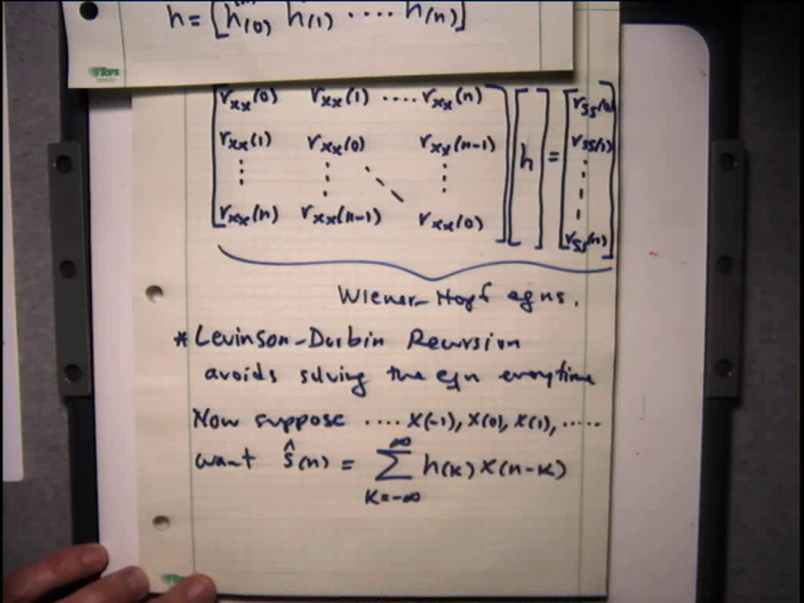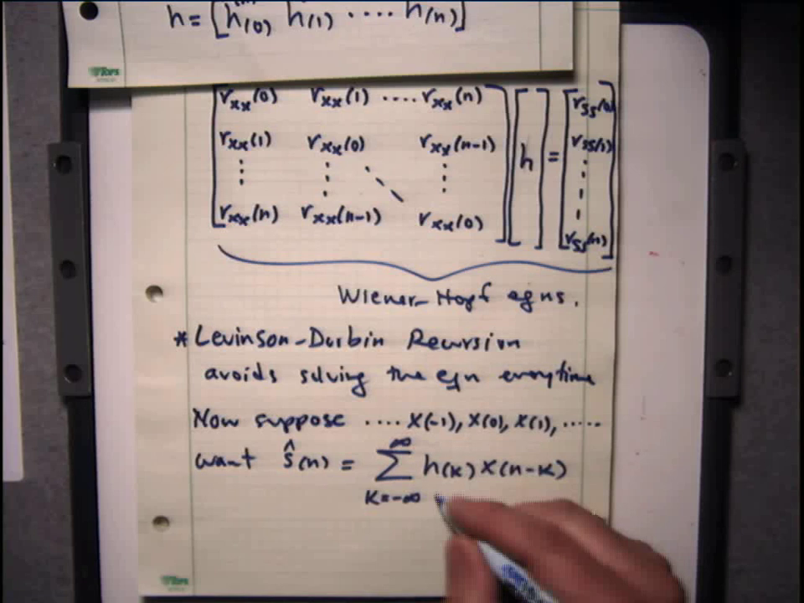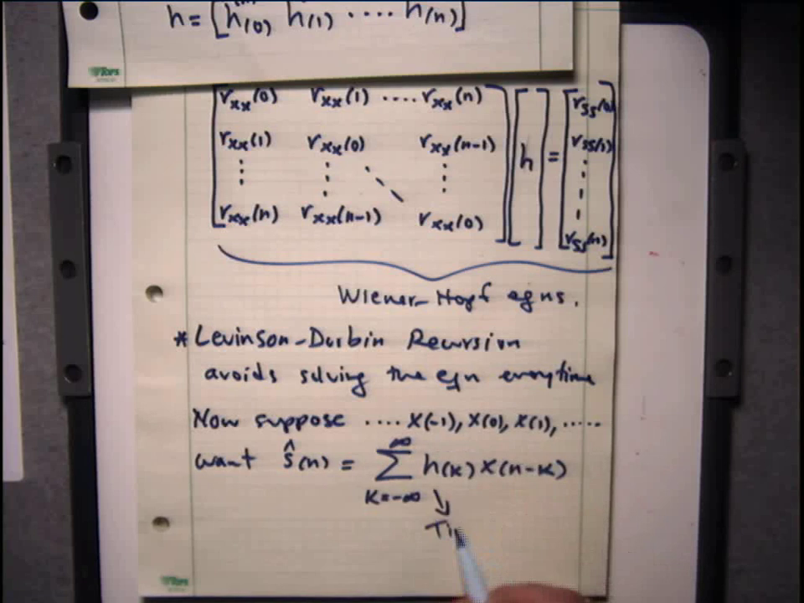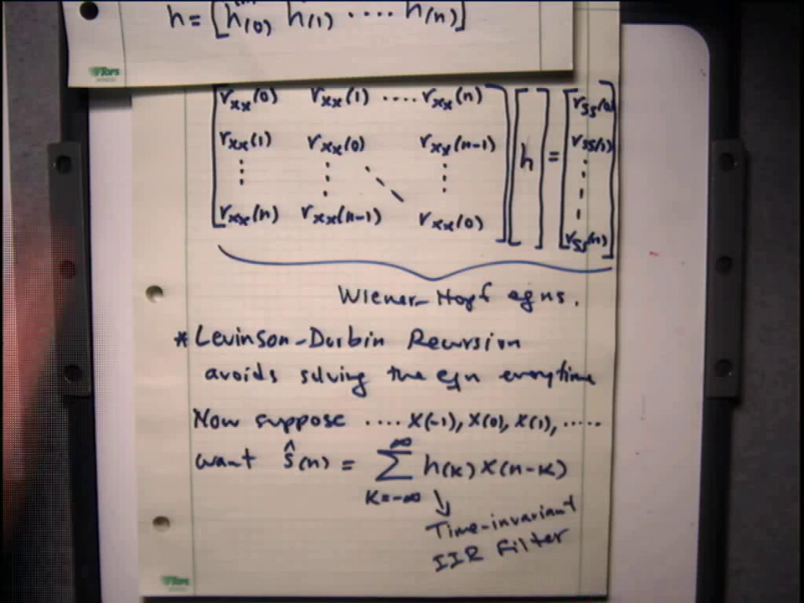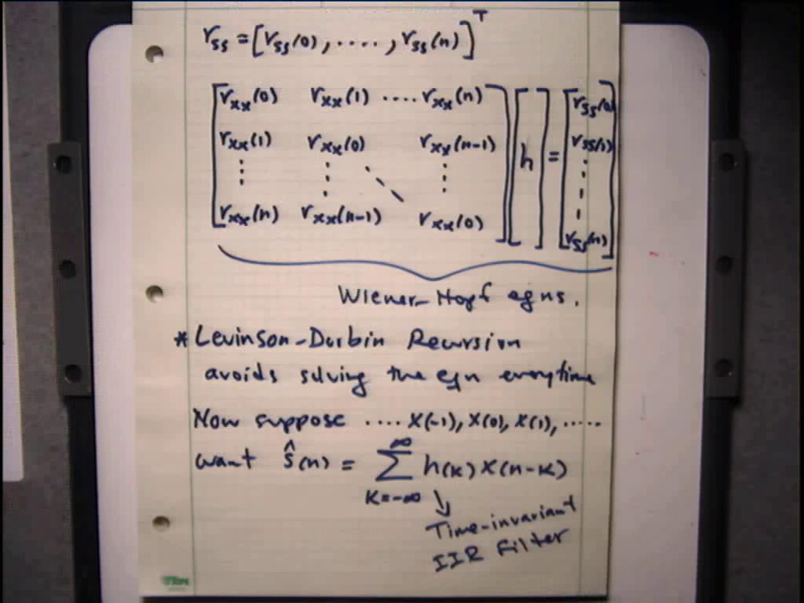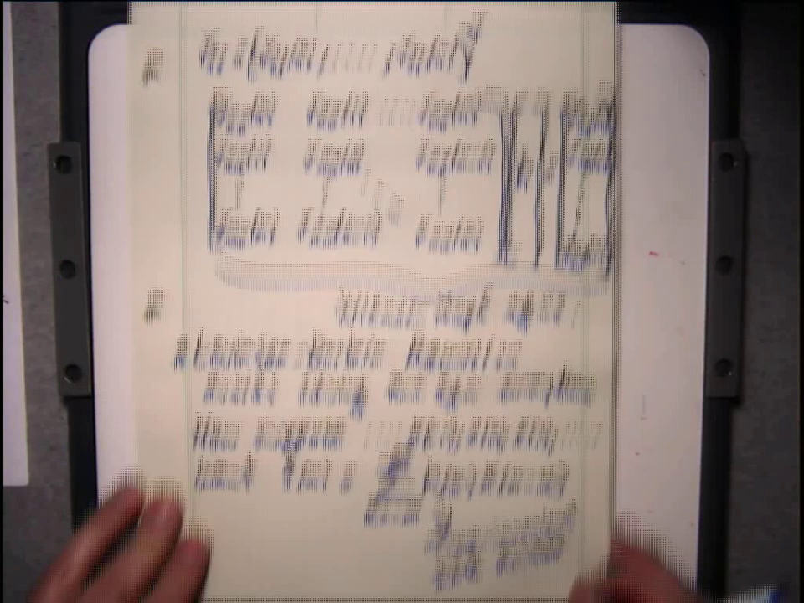Right? Now this h of k, being an infinite impulse response, is just one function, and it is time invariant. Okay? So now this becomes a time invariant infinite impulse response filter. So now you could ask yourself, okay, if this is now a time invariant filter, can I implement this, or can I understand what it means in the frequency domain?